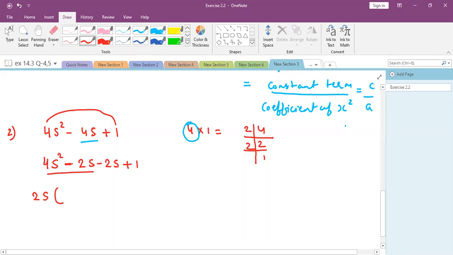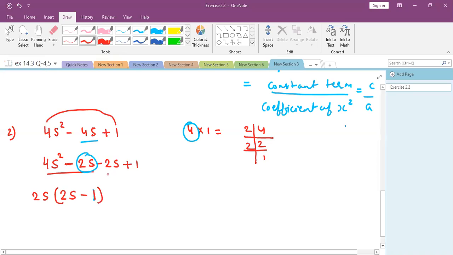If you see here, Sir, 2 will be remaining as it is. And from s square, s is common, so 1s will be remaining as it is. S, and minus as it is. Now here, the most important thing: 2s. We have already taken everything 2s common, so nothing is remaining here. If nothing remains, Sir, 1 remains, right? Very good. So 1 will be remaining here.